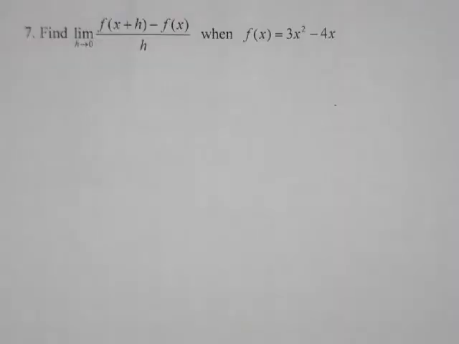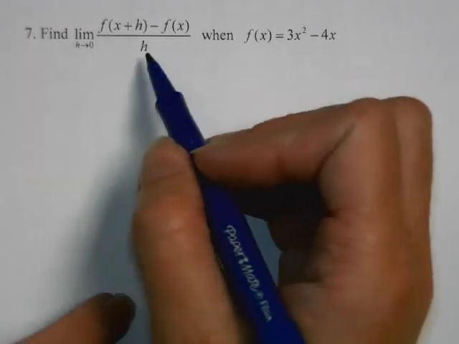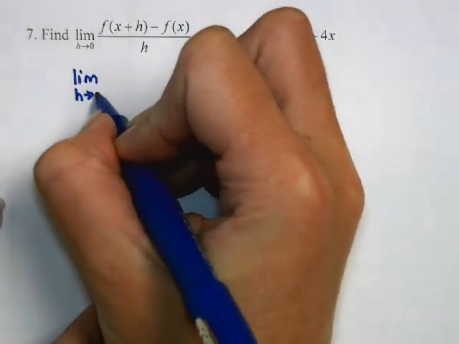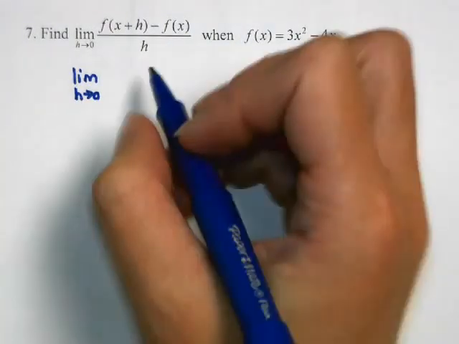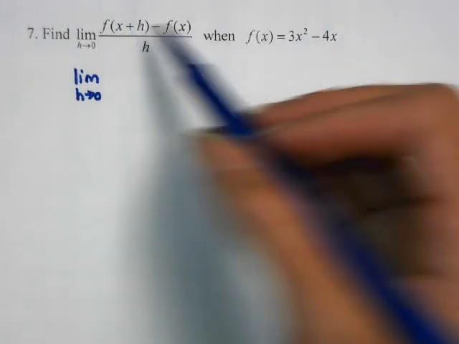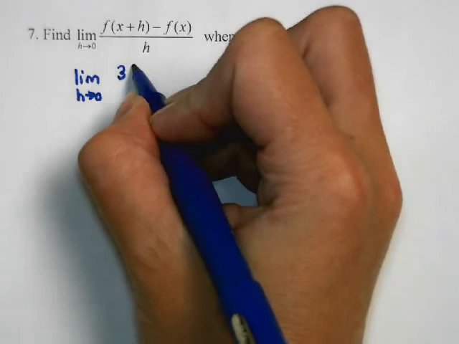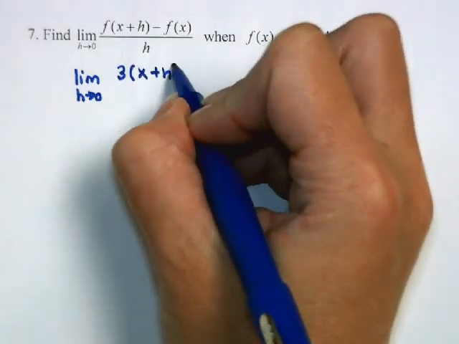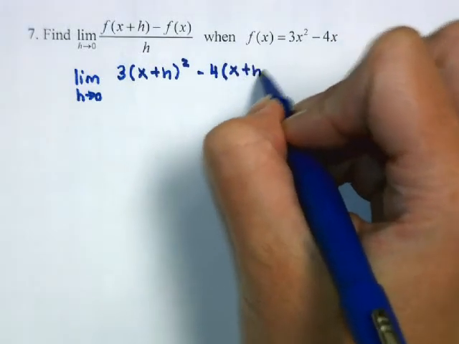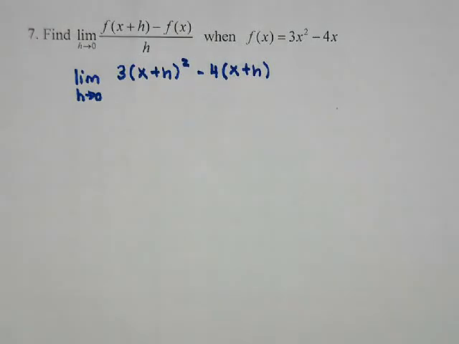Okay, a similar type problem here. We're going to find the limit as h goes to 0 of f of x plus h minus f of x, all over h. So we can't just plug in 0 because that's going to be undefined. So the limit as h goes to 0 of f of x plus h. So wherever I see an x, I'm going to replace that with x plus h. So 3 times x plus h squared minus 4 times x plus h. That is f of x plus h.